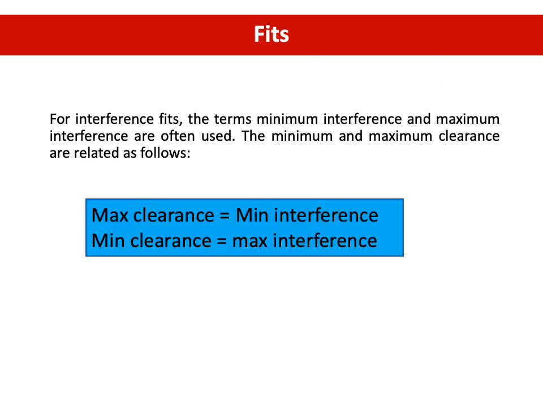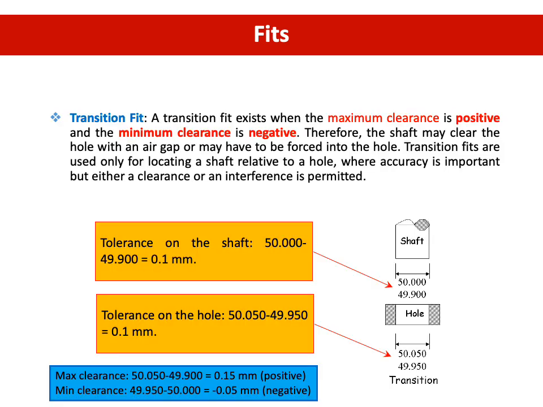And then the last one is the transition fit. This transition fit exists when the maximum clearance is positive and the minimum clearance is negative. Therefore, the shaft may clear the holes with an air gap or may have to be forced into the holes.